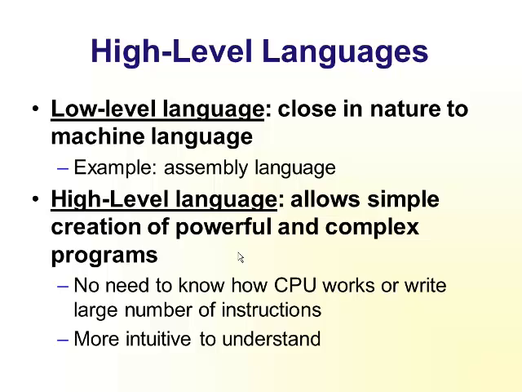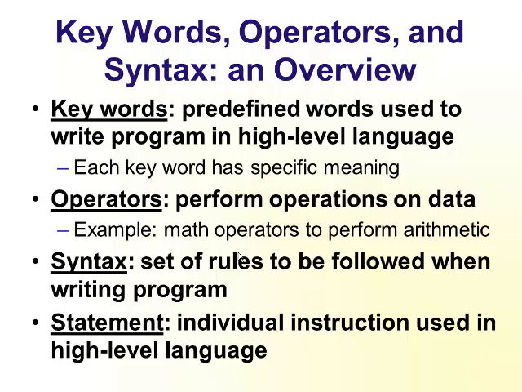These allow you to write in a more English-like format. They're easier to understand and they're easier to write. You don't need to write at the CPU level to write high-level language programs. Now, some things about high-level language programs. First thing is, every high-level language has something called keywords. They're also called reserved words. These are predefined words that are used to write a program. They are part of the program.